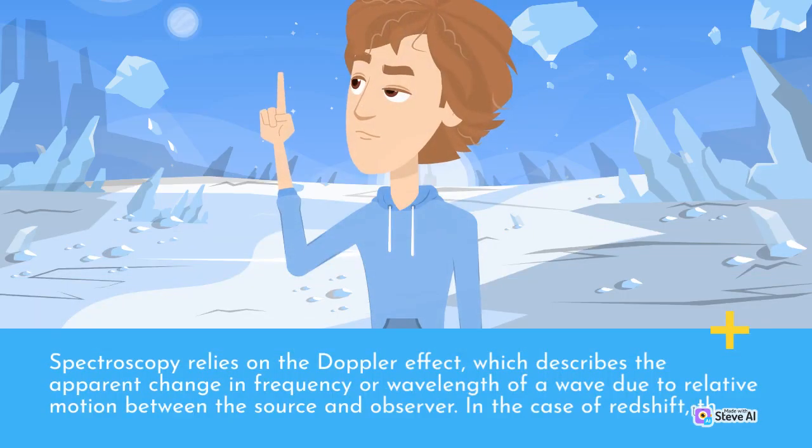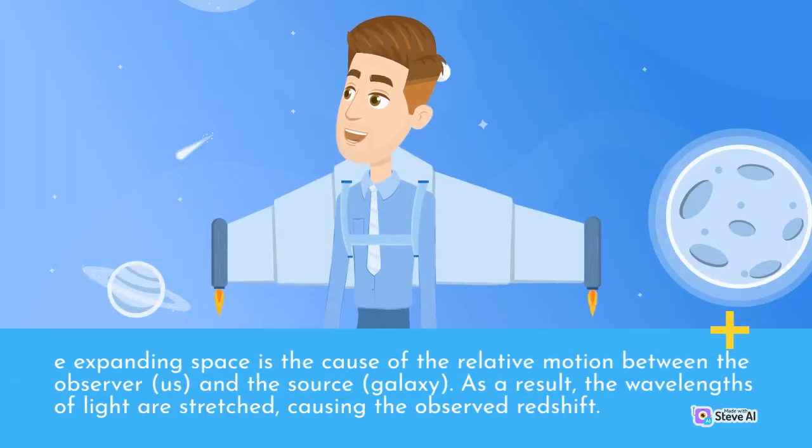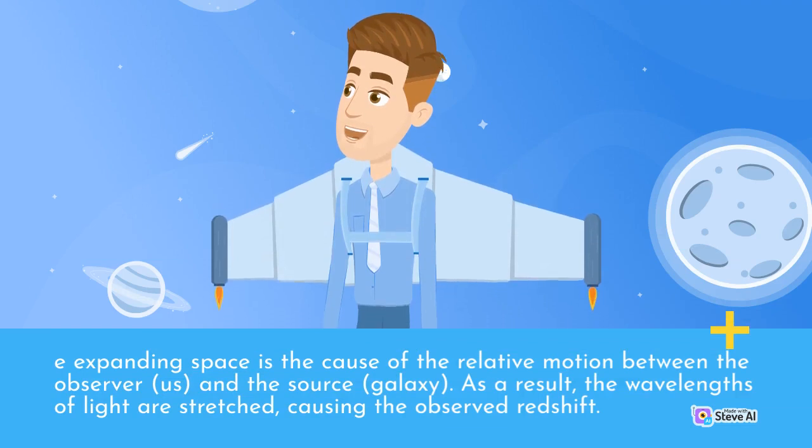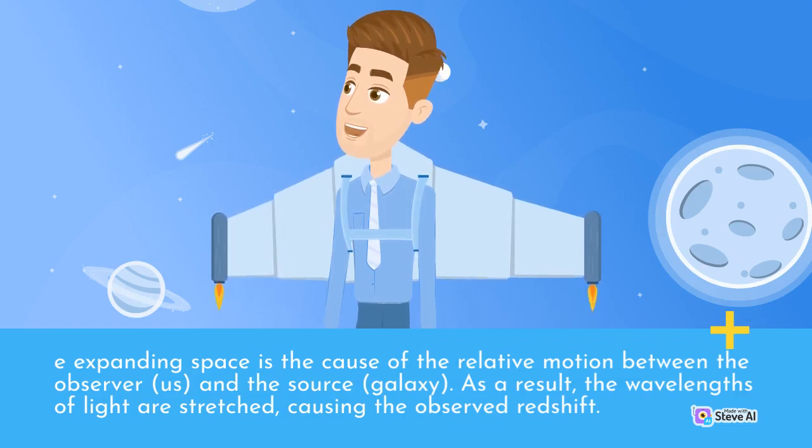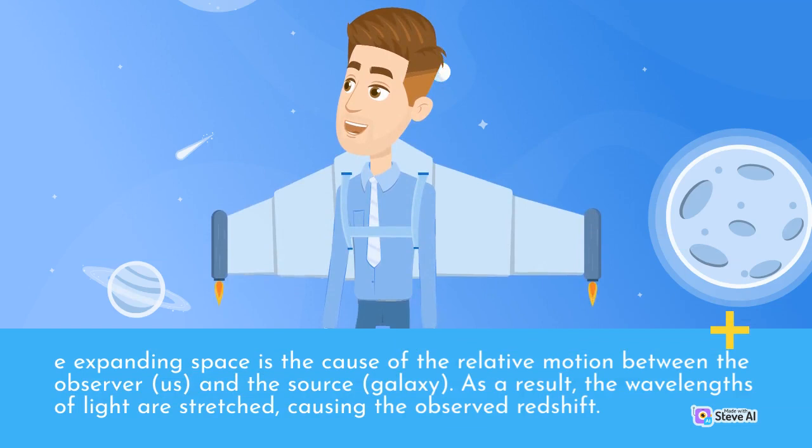Spectroscopy relies on the Doppler effect, which describes the apparent change in frequency or wavelength of a wave due to relative motion between the source and observer. In the case of redshift, expanding space is the cause of the relative motion between the observer, us, and the source, galaxy. As a result, the wavelengths of light are stretched, causing the observed redshift.